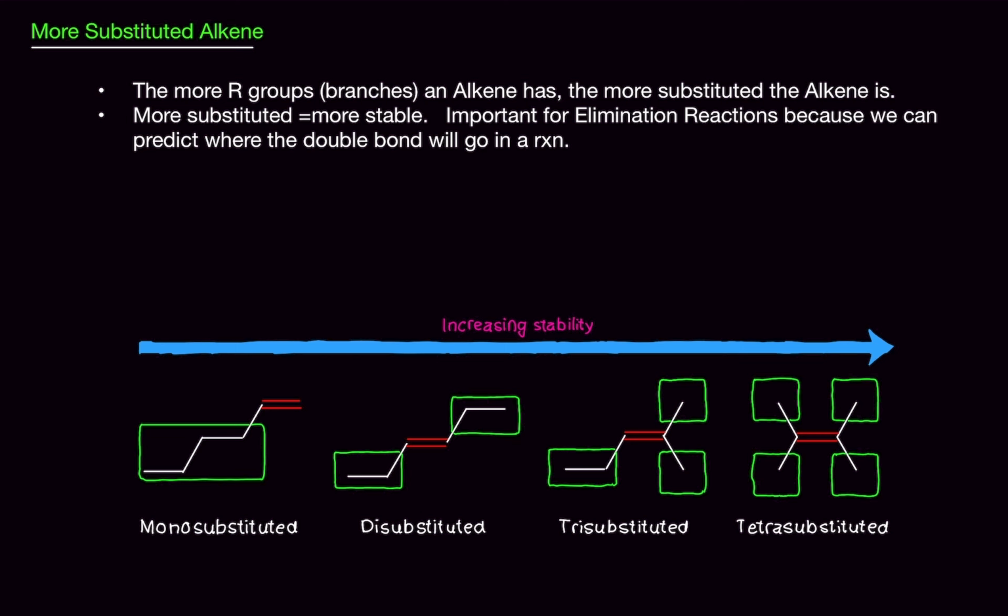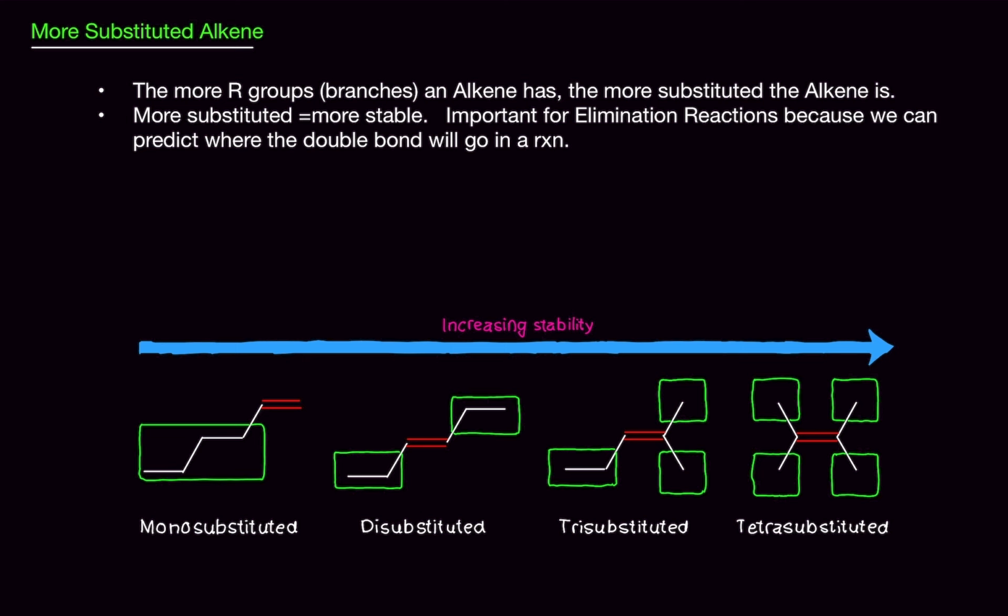Where does the double bond go? Is it just random? Am I just getting one of those pinwheel things and spinning it, and choosing randomly where the double bond goes? No, there's a way to figure out where the double bond goes. You just don't put it randomly on the molecule. And the way we figured it out is with the more substituted alkene. Okay, the more R groups or branches an alkene has, the more substituted the alkene is. Therefore, the more substituted equals more stable.